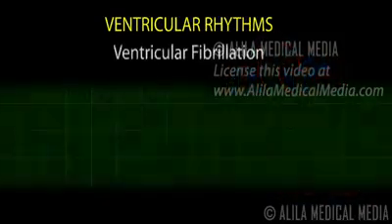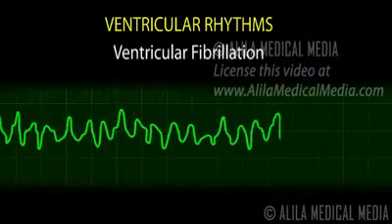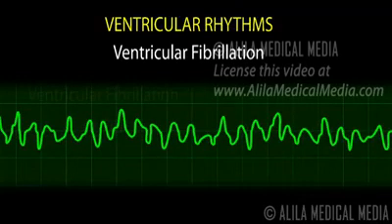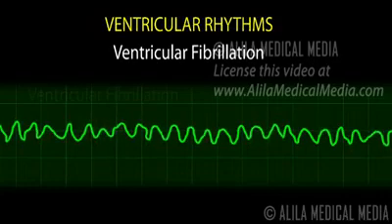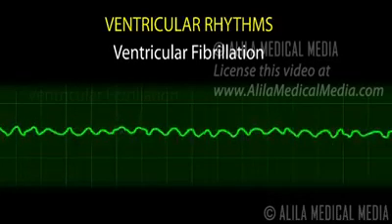VFib ECG is characterized by irregular random waveforms of varying amplitude with no identifiable P wave, QRS complex, or T wave. Amplitude decreases with time from initial course VFib to fine VFib and ultimately to flatline.